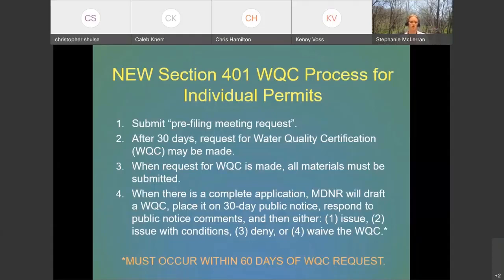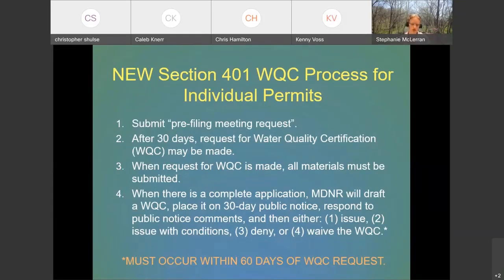So there is no budging on that timeline. It's got to be at least 30 days after that request has been made before you can ask for the water quality cert. But it is okay to wait a lot longer. If you need to wait several months before you make your request, that's fine. But you just can't do it less than 30 days from that request.